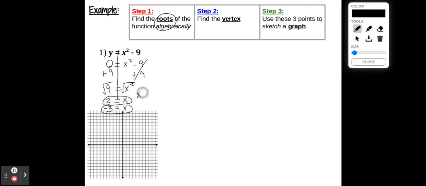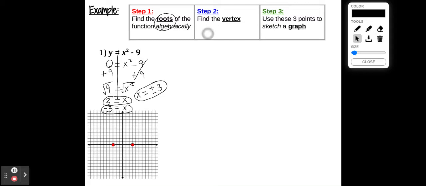I could also write this as x equals positive and negative 3. I could also write these as ordered pairs. So now I have the two solutions. So I can go ahead and graph them. You'll see I graphed them both there in red. Okay, now let's find the vertex.